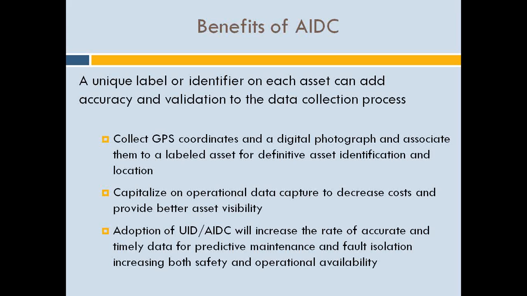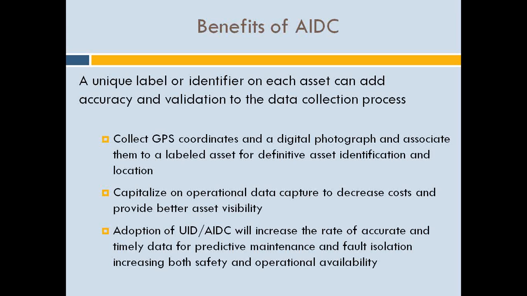So where these two come together is with a barcode label and a good data collection system to get the attributes that you want. Collecting GPS coordinates and a digital photograph and associating them to a labeled asset gives you that type of definitive asset identification and location that people are looking for. Having photographs takes a lot of the guesswork out of what shape is it in, what does it look like, what's its condition, because you actually have a photograph of the asset. If someone's going out to do maintenance or audits and there are several pieces of equipment, they can tell from the picture which one they're looking at.